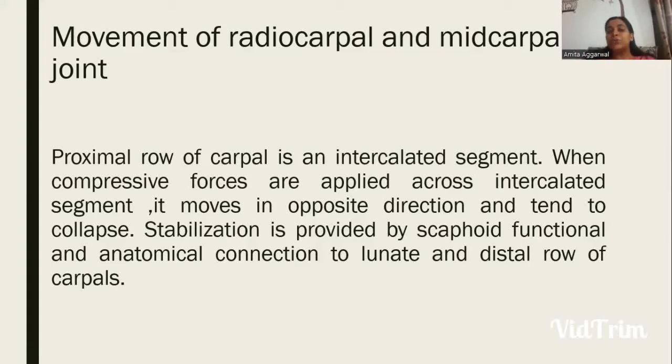Before that, we should know that there is a proximal row of carpals, that is the scaphoid, lunate, triquetrum. It is an intercalated segment. Now, when compressive forces are applied across this segment, it tends to move in the opposite direction and tends to collapse. But because of the functional and anatomical connections to the lunate by the presence of intrinsic volar ligaments and the distal row of carpals, the stability is present and the collapse won't happen.